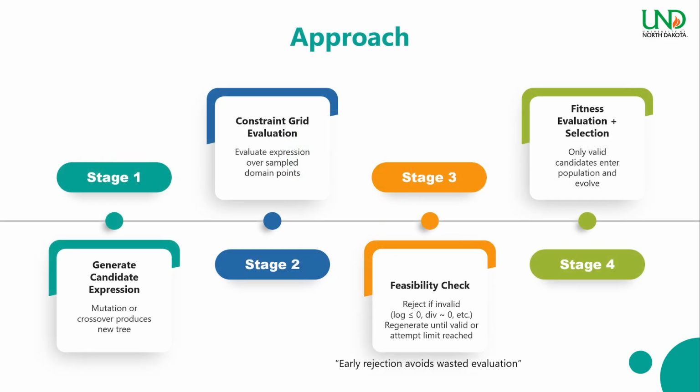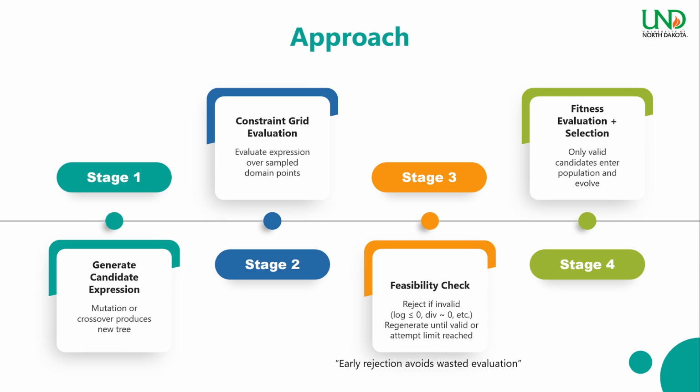So how does it work? Stage 1 is unchanged. We still generate candidate expressions using mutations and crossover. Stage 2 is where things differ. This is where I've inserted the constraint grid. Instead of immediately evaluating fitness, we run a lightweight check using the constraint grid I just talked about, on sampled inputs of the domain.